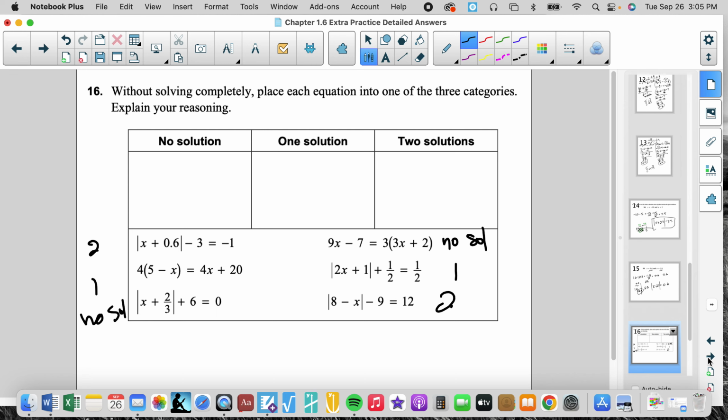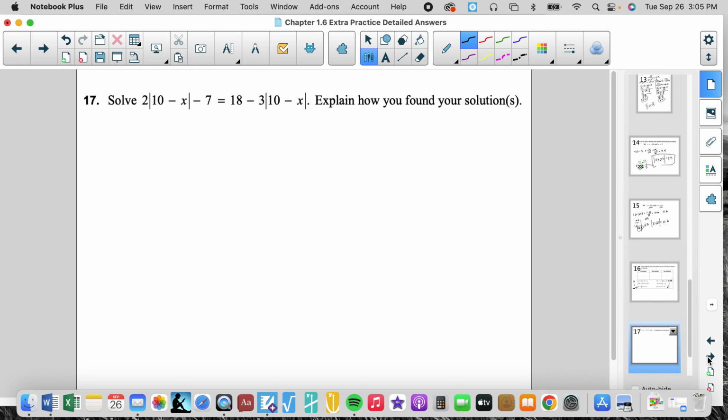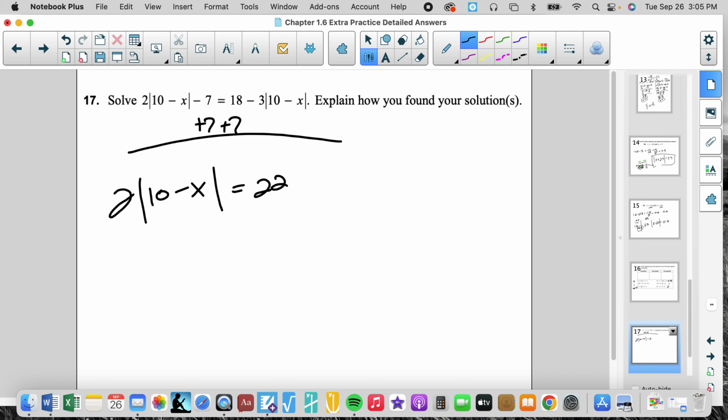All right, last one. I don't know if I have enough time because I think they're all coming, but we'll do it anyway. Explain how you found your solution. Solve it. Oh yes, this is the cool one. You can't distribute because we can't distribute into it. We can't isolate or anything of that nature. I mean, we could add 7 and get 2 times the quantity 10 minus x equals 25 minus 3 times the absolute value of 10 minus x.